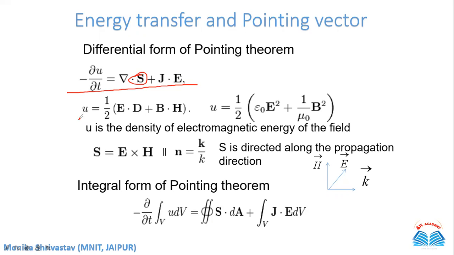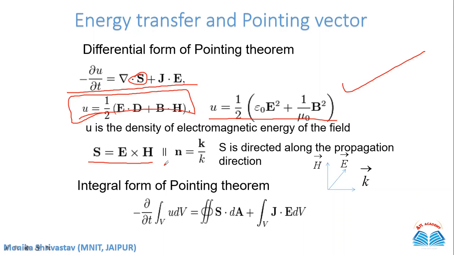The density of electromagnetic energy has two terms, an electric field term and a magnetic field term. So you can see that U will be equal to half E dot D, electric field into displacement vector, plus B dot H, magnetic field into magnetizing field. Just putting those values of E and B, you are getting this result too. This is the density of electromagnetic energy of the field, an important result. Questions are coming on this formula. The Poynting vector S is equal to E cross H parallel to N. What is N? N is the conventional direction.